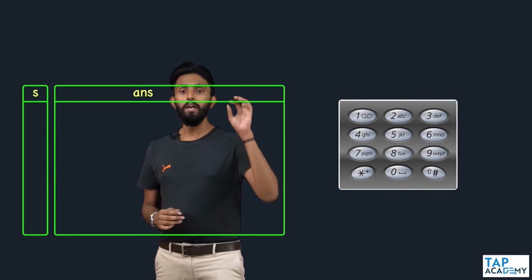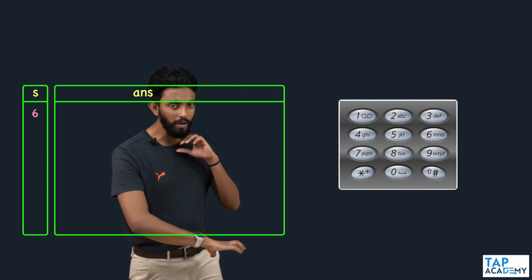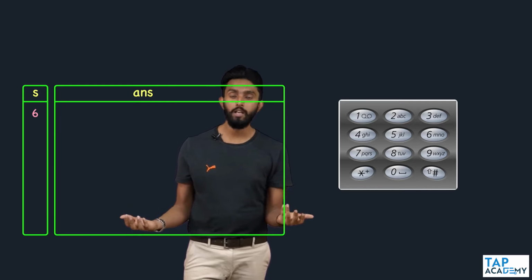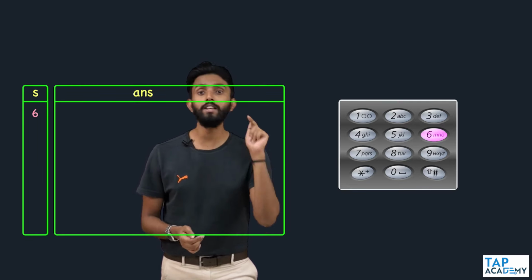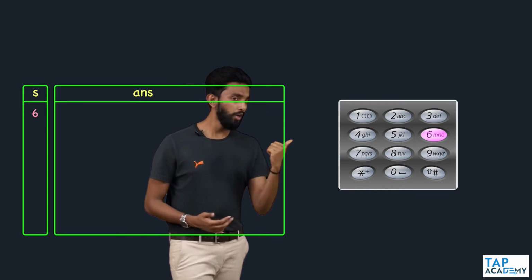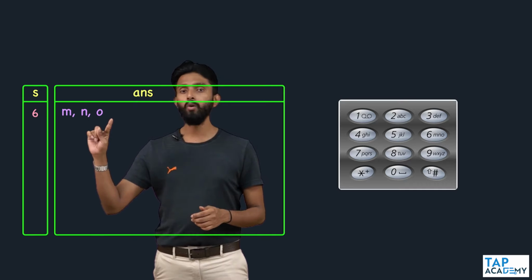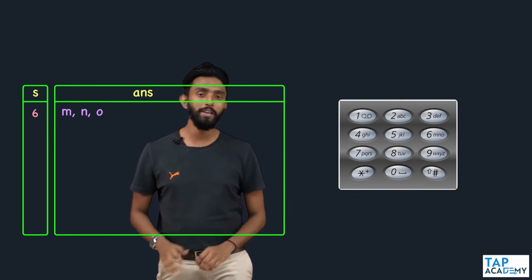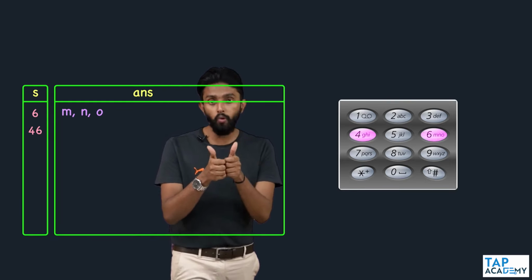Now, what the question is saying is, for example, if the input given to you is 6, you must print all the combinations of characters that you can generate if you use that 6 key on your keypad. Now you can see 6 has M, N and O. So would you agree? M, N and O are the 3 combinations that I can generate from the key 6 on my keypad.